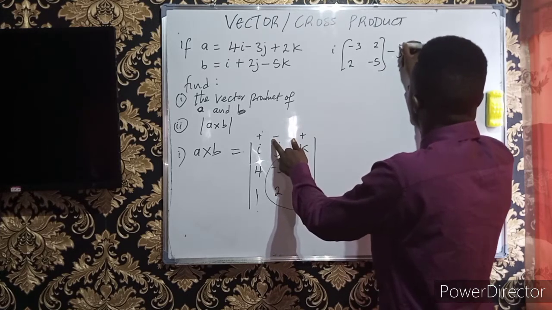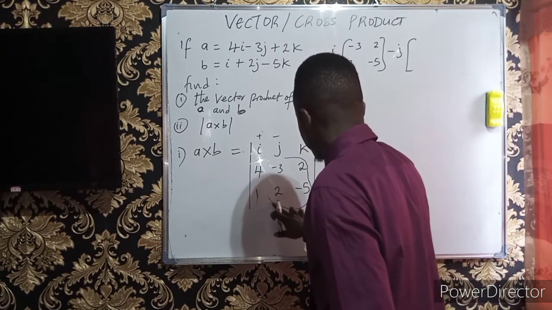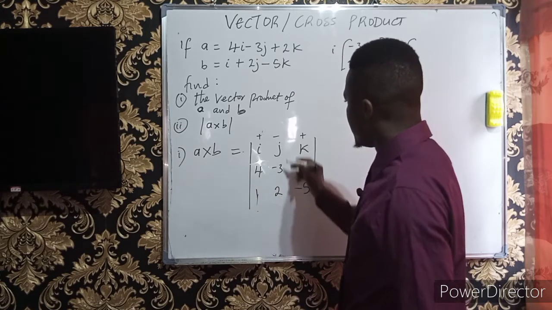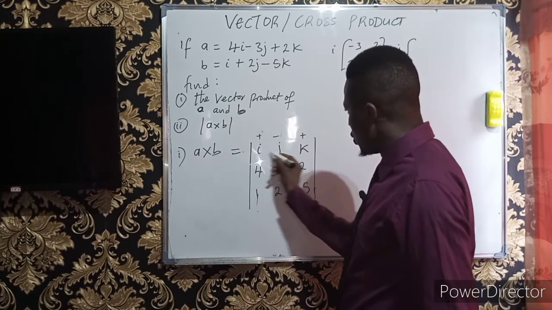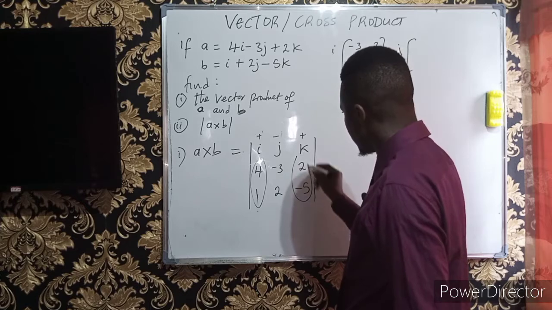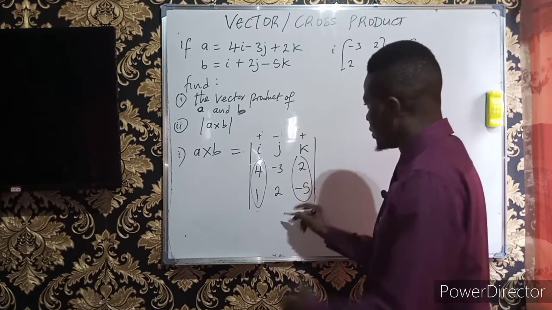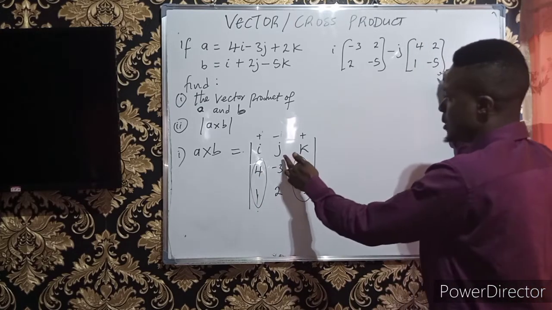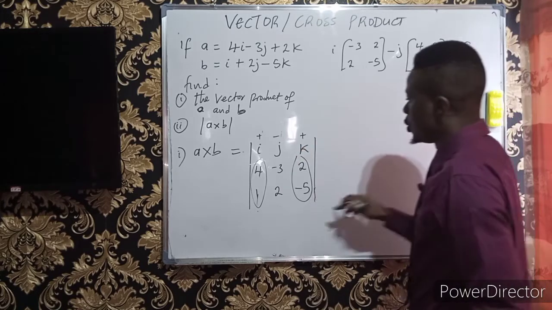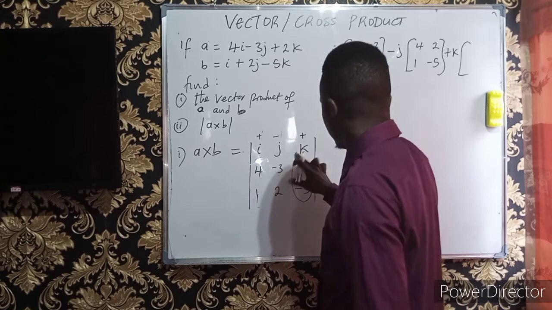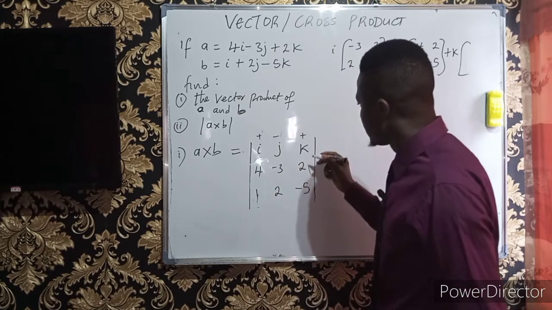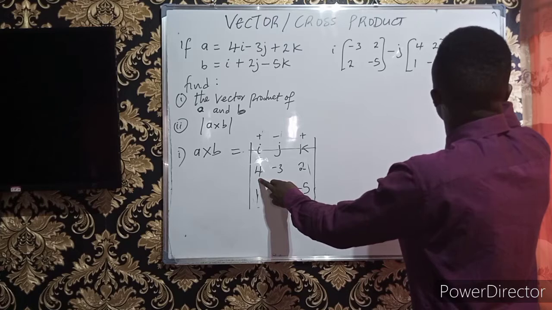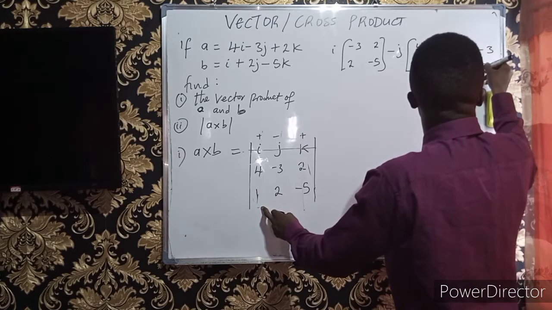The next one is minus J. If I delete the row and column of J, I'll be left with 4, 2, 1, and minus 5. Then lastly, we have plus K. For K now, if I delete the row and the column of K, I'll be left with 4, minus 3 and 1, 2.